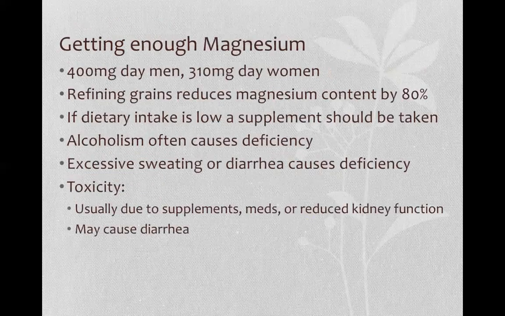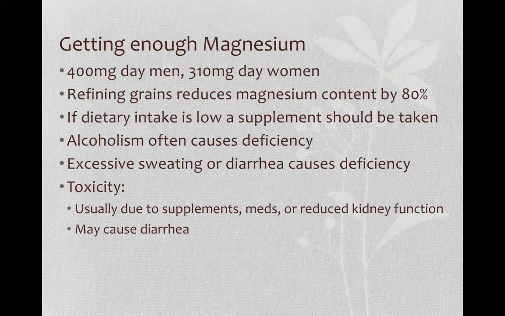Diets rich in magnesium-containing foods, I'll add this, are also associated with lower risk of type 2 diabetes. So that's pretty important, especially because type 2 diabetes is such an epidemic. So getting enough magnesium. Again, there are food and supplement sources.